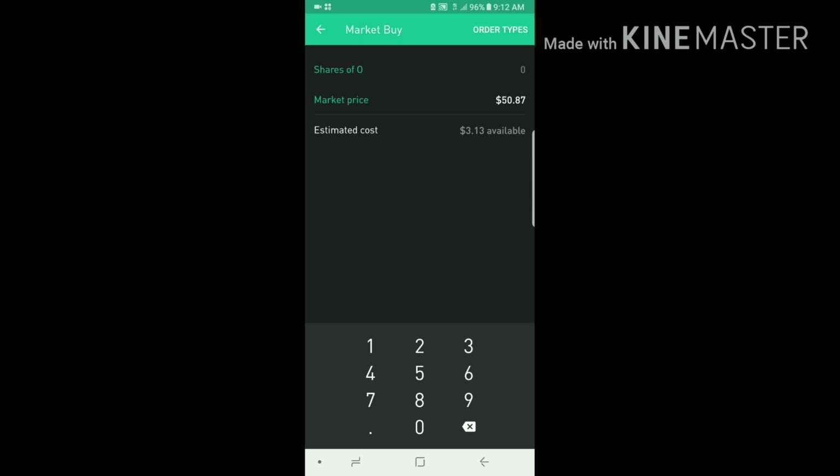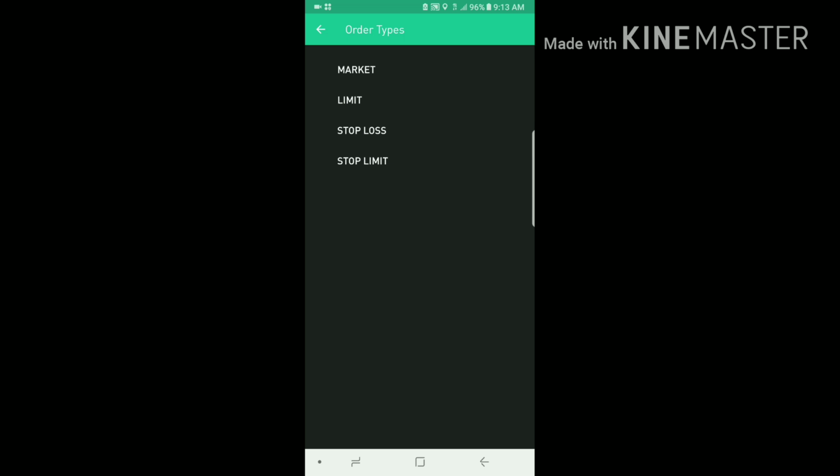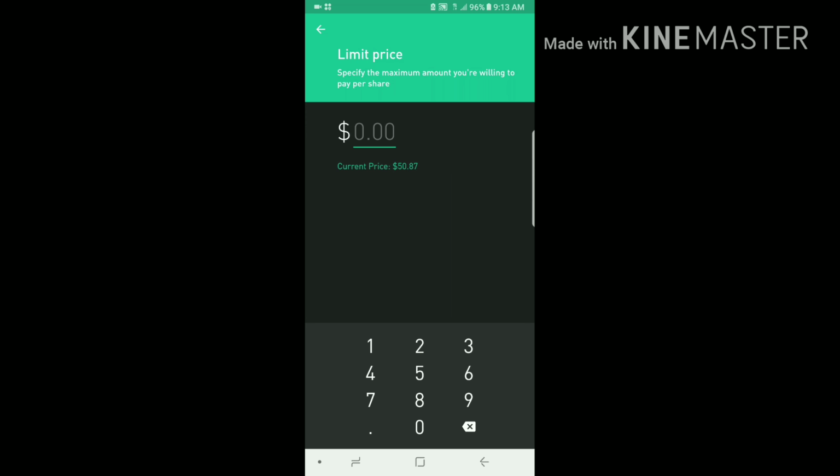So this is something I want to show you guys if you are new investors. When you're going to buy a share, if you want to buy it lower than the market price, if you think the stock is going to go lower, let's say $50, I'll click order types. You either buy it at market, or you have a limit, a stop loss, or a stop limit. The one you only want to look at is the limit. If you're a new investor, don't worry about the other ones. You just click on limit, and then you say how much you want to buy it for. So if you think this stock might go to $50, then that's all you're willing to pay.